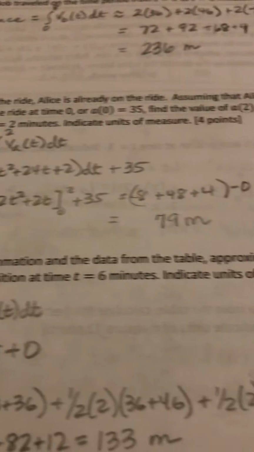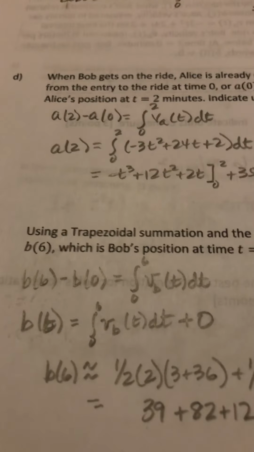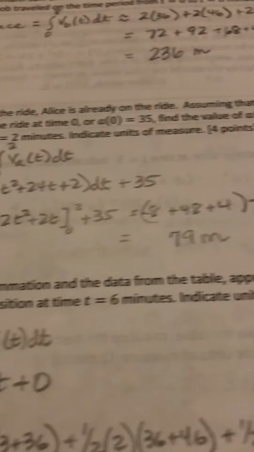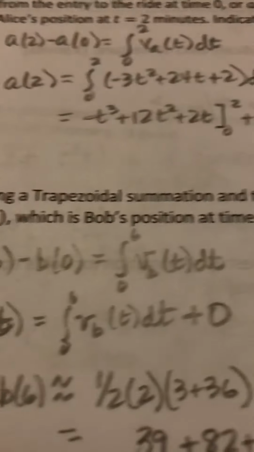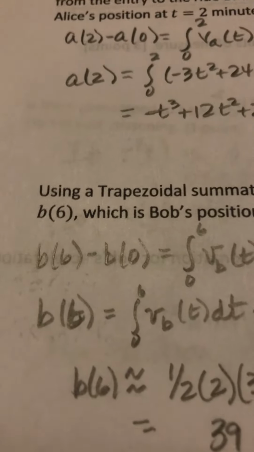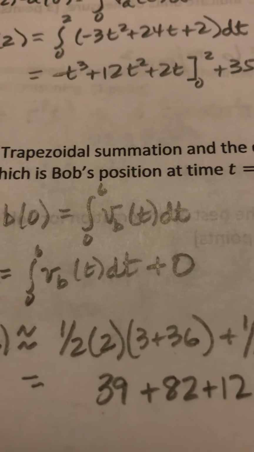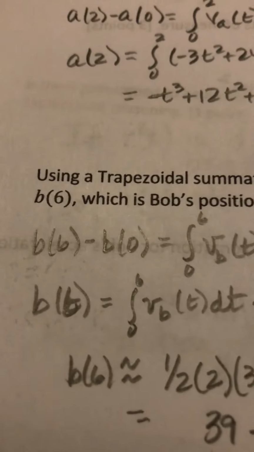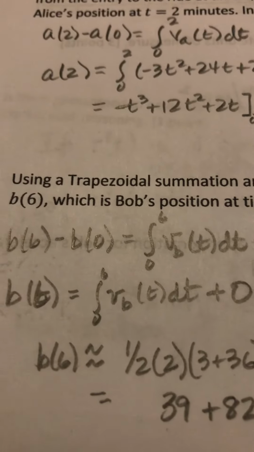Okay, the last part, using a trapezoidal sum and the data from the table, approximate the value of B of 6, which is Bob's position at time t equals 6 minutes. So B of 6 minus B of 0 is the integral from 0 to 6 of vB of t dt. Bob's position at 0, they told us, was 0.